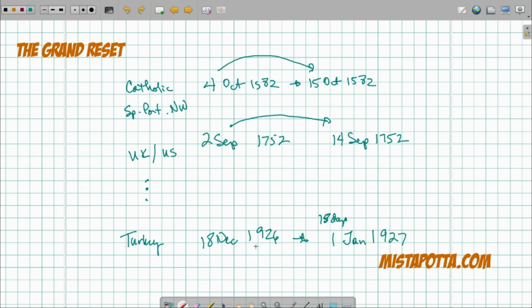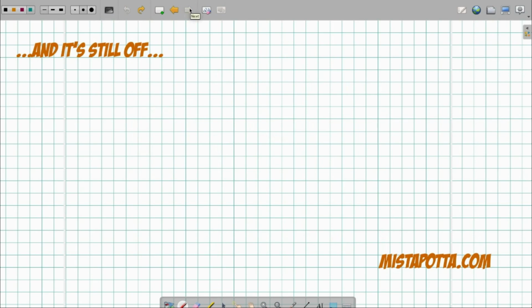So the change that happens comes slowly. But eventually, almost every Western nation adopts this calendar. There's only a few nations that don't have this calendar. And it's mostly because they are not part of the Judeo-Christian-Muslim faiths. And our calendar is still off.